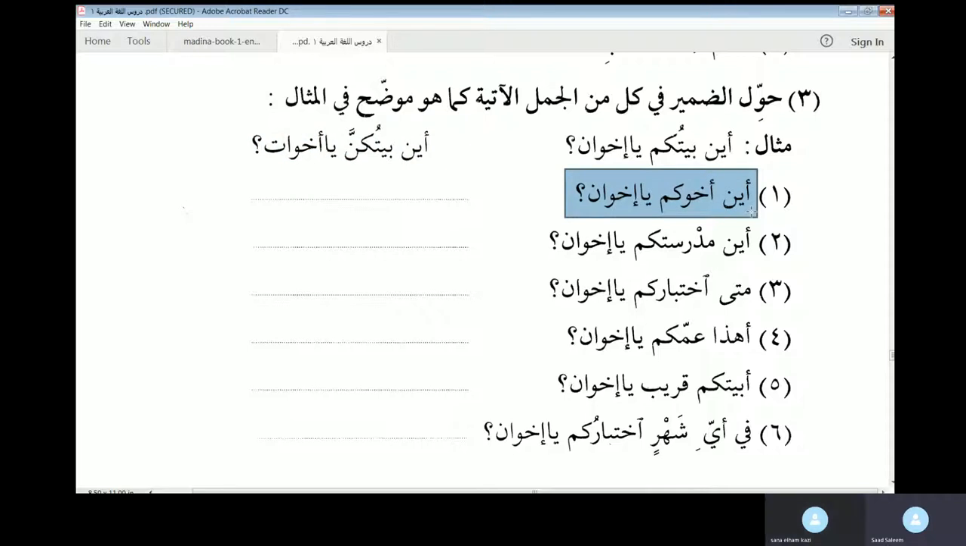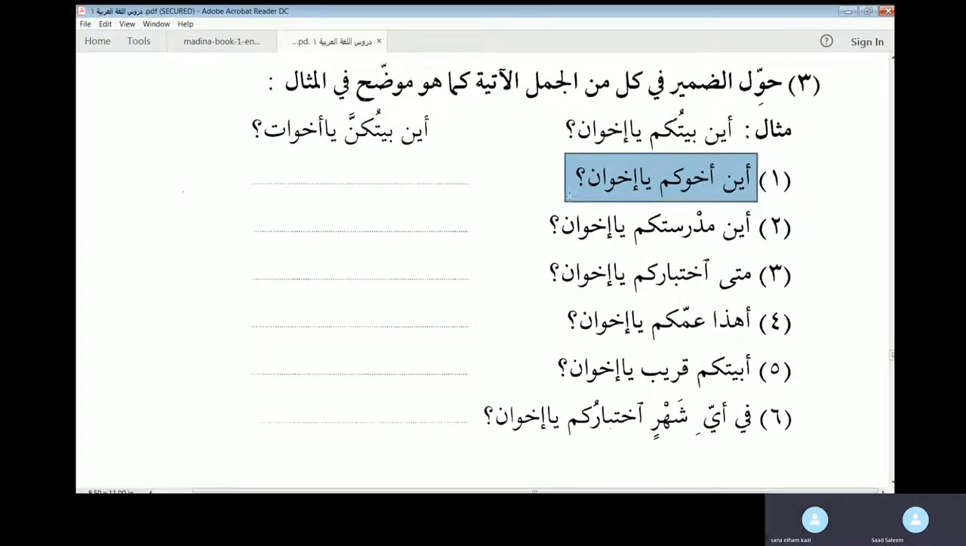Aina akhukum ya ikhwanu? Where is your brother, oh brothers? Aina akhukunna ya akhawatu? Where is your brother, oh sisters?